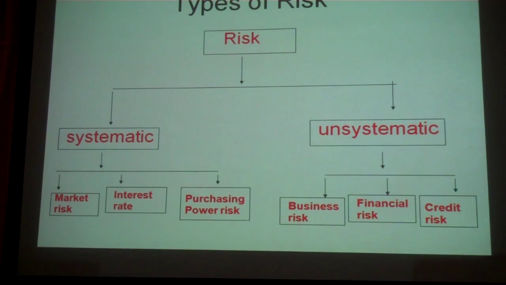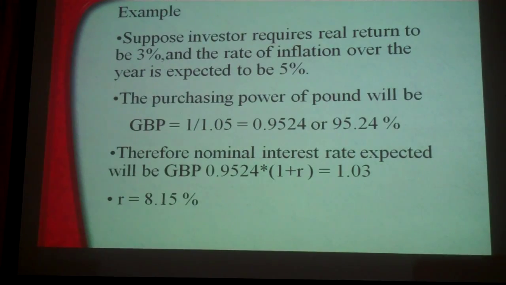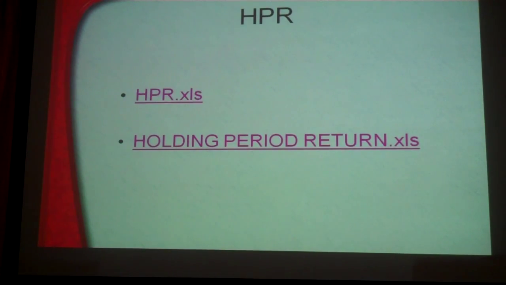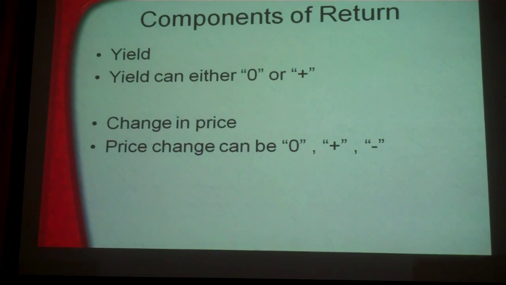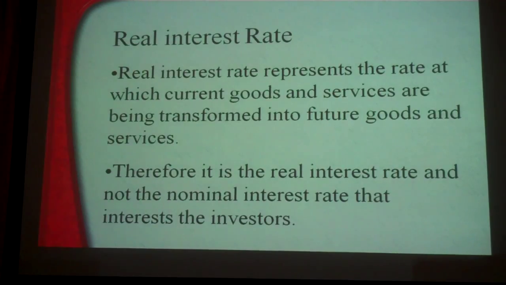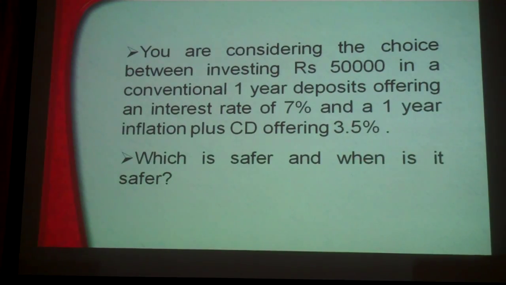Like how we learned the types of returns, right? We learned the types of returns: yield and change in price, components of returns. In the same way, we have to learn the types of risk. What are the types of risks? I'll pass on these PPTs.